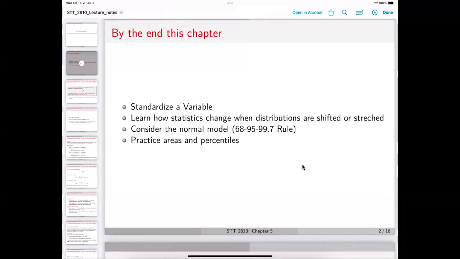We're also going to talk about the normal distribution and then answer some problems on them, and also talk about the 68, 95, 99.7 rule. And then we'll practice a couple of problems.